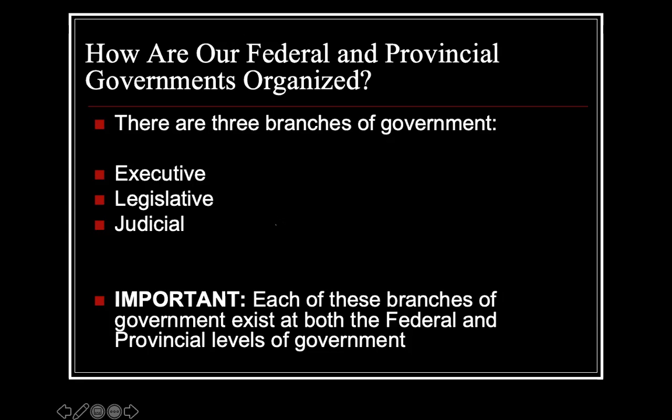But what I am going to draw for you is a bit of a picture that puts the levels and branches together. You have to understand that, for example, the federal government has an executive branch, a legislative branch, and a judicial branch. And so does the provincial government, and really so does the municipal government. So these are kind of like subheadings, if you think about it. And what we're going to talk about right now is what these different branches of government are responsible for.